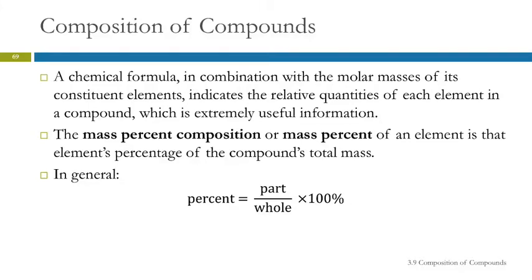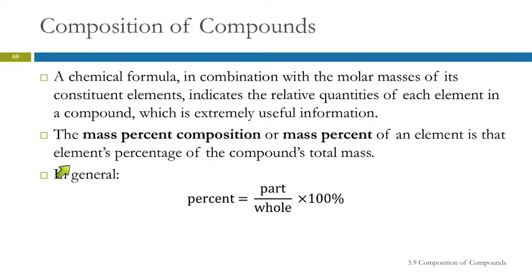So, composition of compounds. We talked about formulas. We've talked about masses. So the chemical formula, combined with the molar masses of the elements in that formula, gives us relative amounts of elements in a compound. And that's a really useful piece of information.